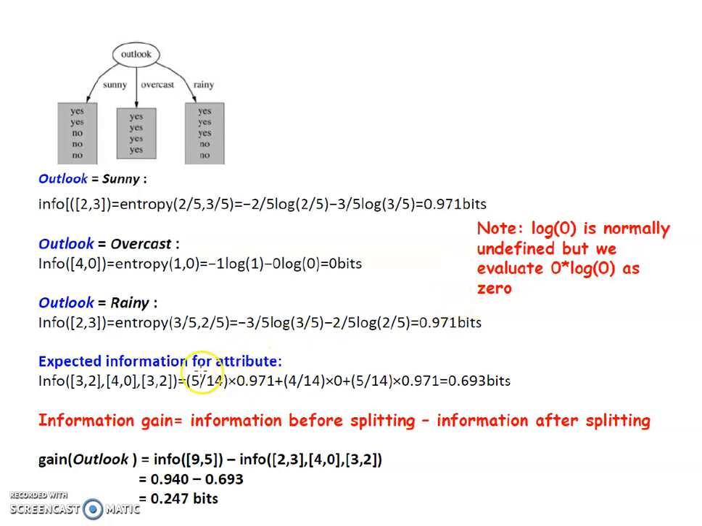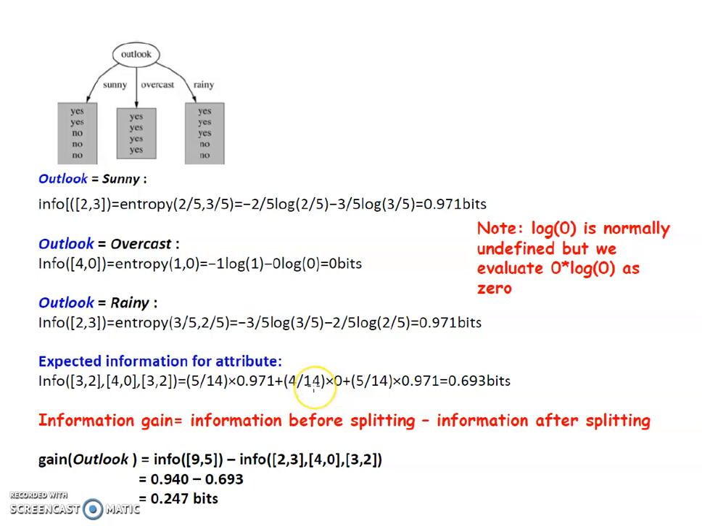Then for this attribute, what is the expected information? How do we calculate the information? For that we take the entropy into the number of instances for that particular category. Why is the denominator 14? We have a total of 14 instances in our data set. Out of that, 5 contribute to sunny. So it is 5 by 14 into the entropy for sunny, which is 0.971.